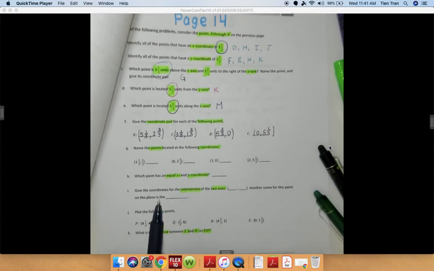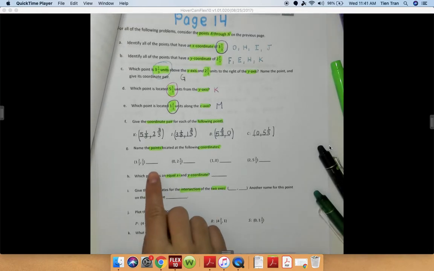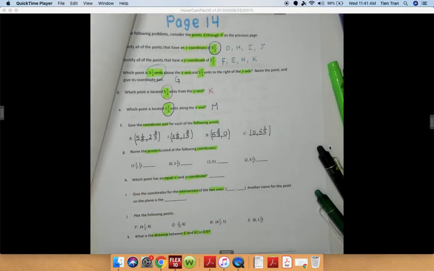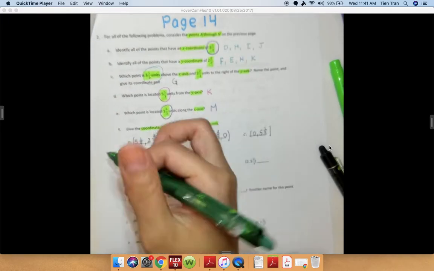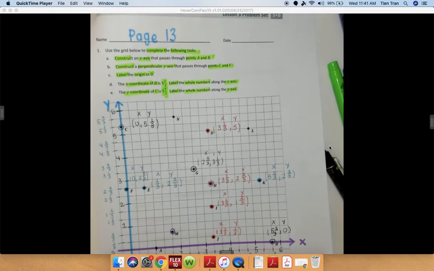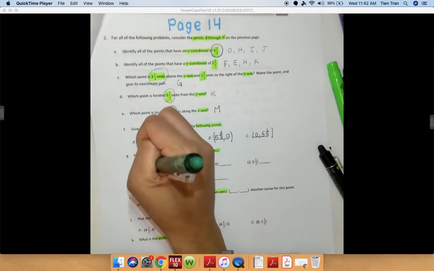Okay, now I'm going to move on to problem number G. Problem G asks you to name the points located at the following coordinates. So they want me to label where each one is. The first one says 1 2/3 for my x coordinate, and then my y is 2/3. So I'm moving over 1 2/3. So I'm looking over here, 1 2/3, and they said it was 2/3. So we stop at 2/3, and that is the letter M. So I'm going to write letter M.